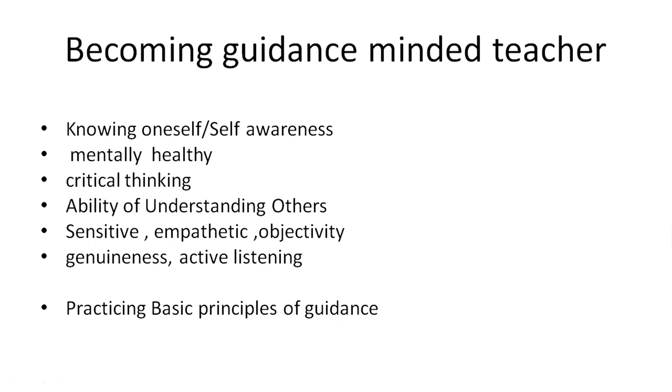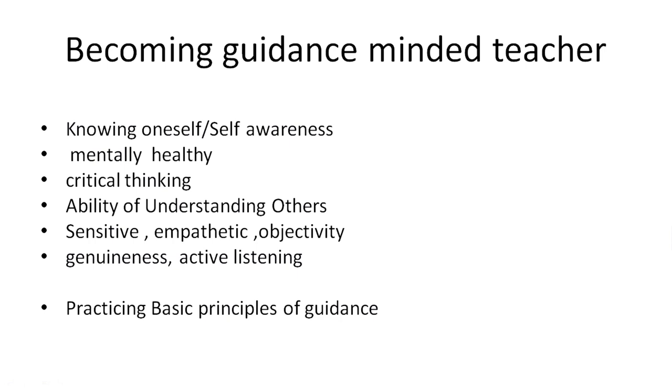Then the ability of understanding others. Yes, whatever I know is right, but what the other people know is also right. So taking the other people's perspective is very, very important. Then the teacher has to be very sensitive. What the child is feeling, that sensitivity has to be there. The teacher has to be empathetic. Objectivity is needed; no teacher should be subjective. Whatever the evaluation, whether the children's participation, preparation of assignments, or checking of papers, the teacher has to be objective.